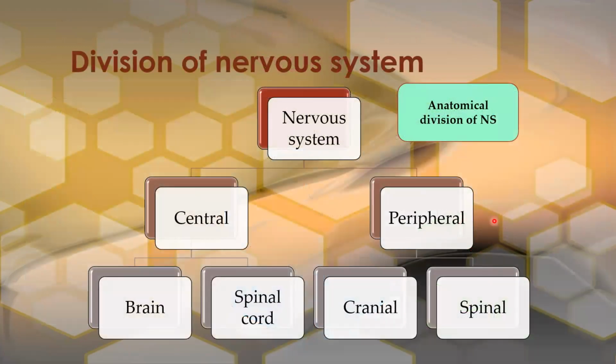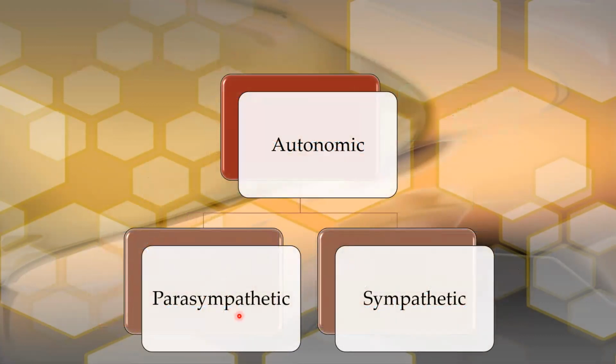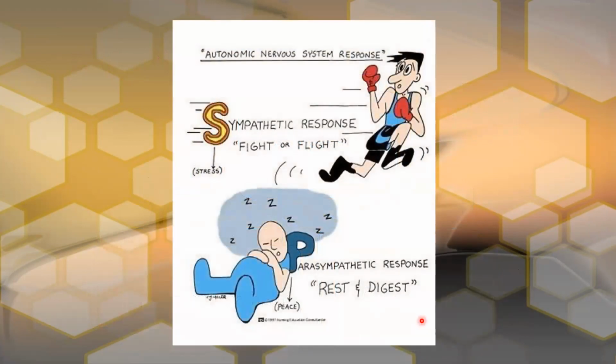Okay, the division of the nervous system based on anatomy: they are divided into the central and peripheral nervous system. For the central, there is the brain and spinal cord. In the peripheral, there are cranial and spinal nerves. Functionally, the nervous system can be divided into somatic, which is voluntary movement, and autonomic nervous system, which is involuntary. For the autonomic nervous system, there is parasympathetic and sympathetic. You will have another lecture regarding these two later.